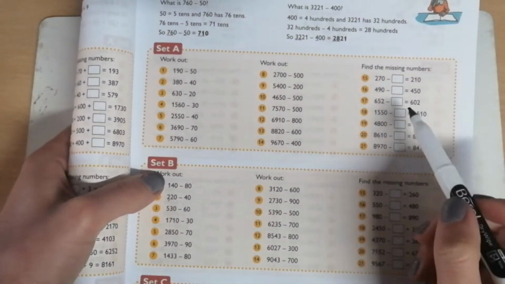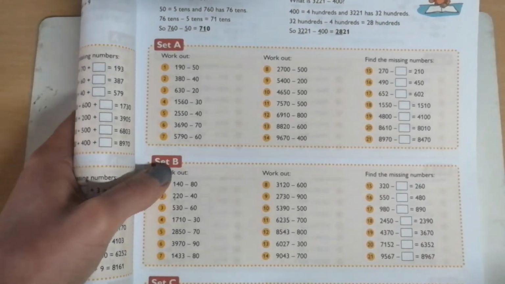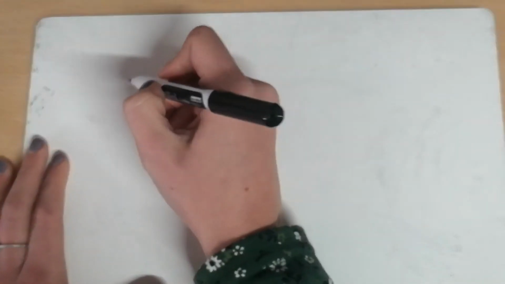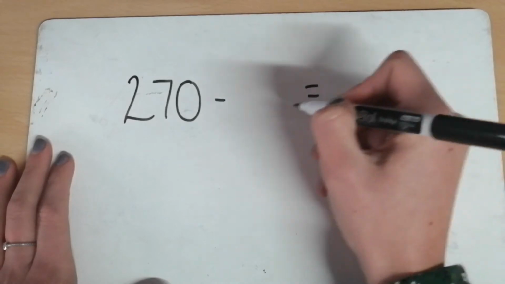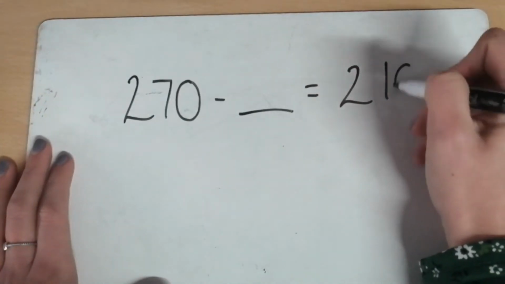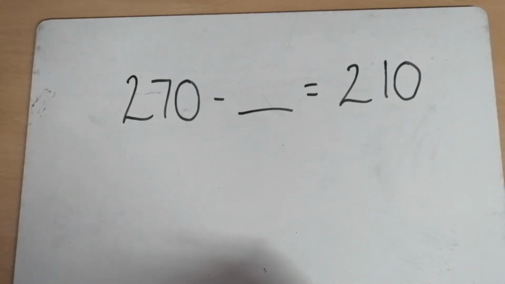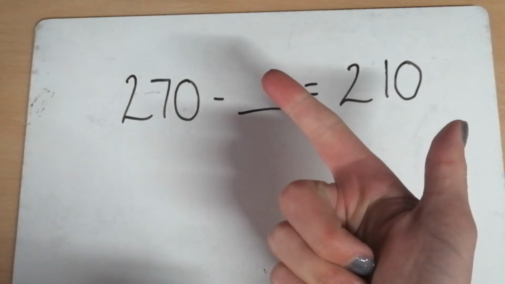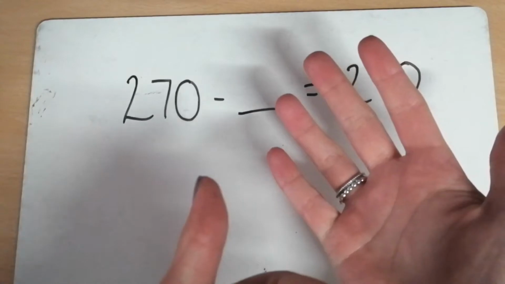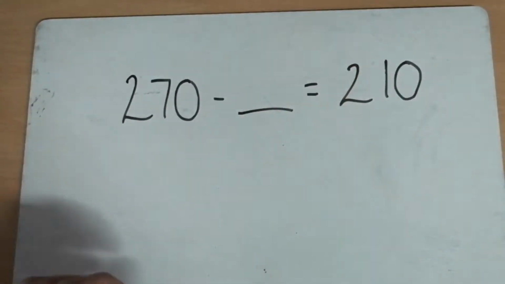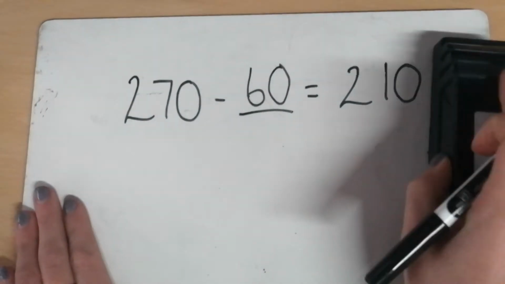Okay, so for set C, we've got a missing number problem. So for example, we've got 270 subtract something gives us 210. Now, if this was me, I would try and do this in my head. If not, feel free to draw a number line because that might help you. So I would simply, even if I need to use my fingers, count down in 10s. So I've got 270, 260, 250, 240, 230, 220, 210. So I've done six tens, which would be 60. So that would be my missing number for that one.